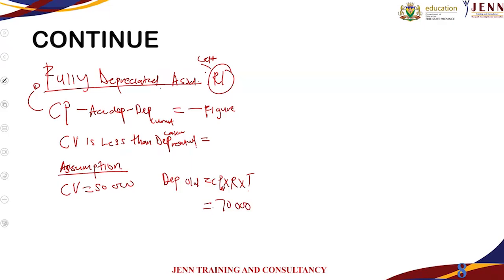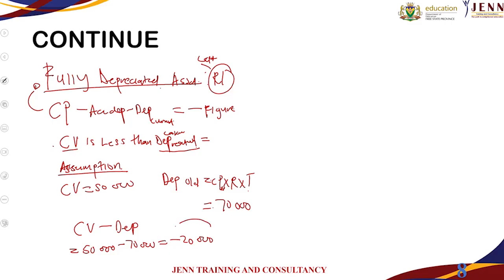Now, what can we see? We realize that this is step number 2, where we're saying carrying value is less than depreciation. Our carrying value is 50, our depreciation is 70. Then we have formula number 2, where carrying value is less than depreciation. If we say carrying value minus that depreciation, what are we going to have? We are going to have 50,000 minus 70,000, which is negative 20,000.